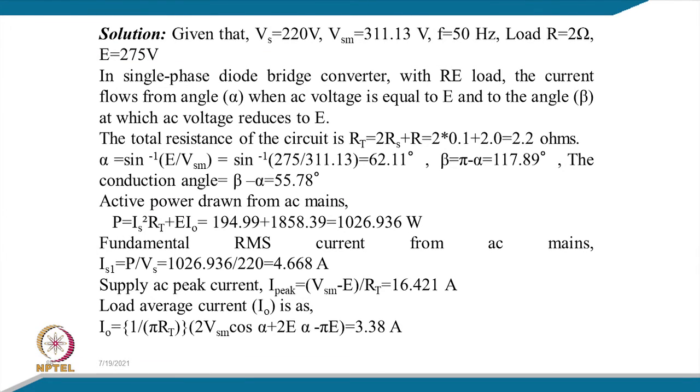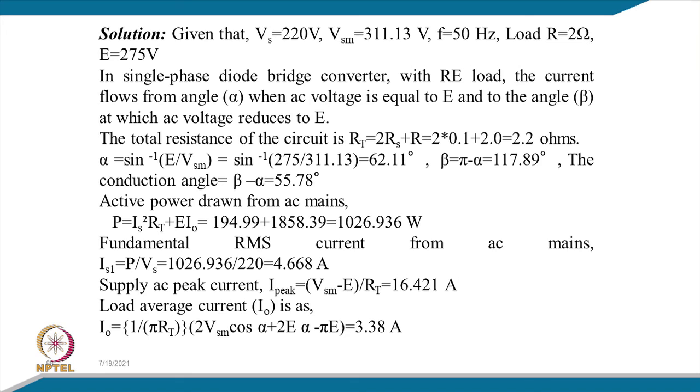Given that the supply voltage is 220 volt, the peak value will be root 2 into 220, that is 311.13 volt, frequency 50 hertz, and load resistance around 2 ohm in series with the battery voltage of 275 volt, that is E. So, in a single phase diode rectifier with the RE load, the current flows from angle alpha, when the AC voltage equals the battery voltage E, to beta, at which the AC voltage again reduces to the value of E.